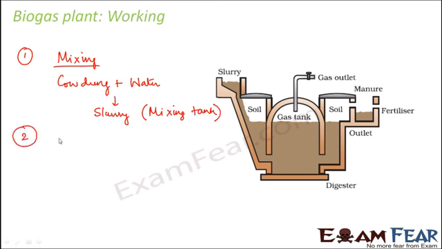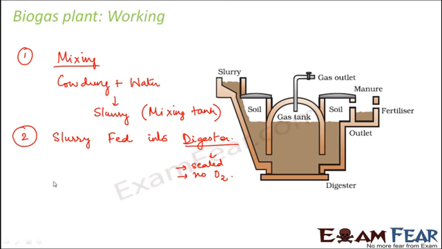In the next step, slurry is fed into the digester. What happens in the digester? This digester is a sealed chamber. Here you can see a sealed chamber, and there is no oxygen here. So the digester is a sealed chamber with no oxygen, therefore only anaerobic organisms can perform their job here. We already know that the methanogens are anaerobic organisms, they do not need oxygen, so they break down the composition of slurry, and methanogens start their work here.